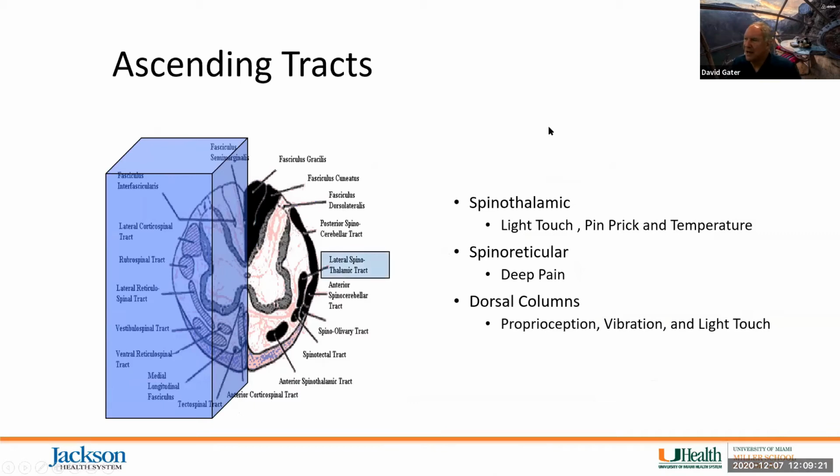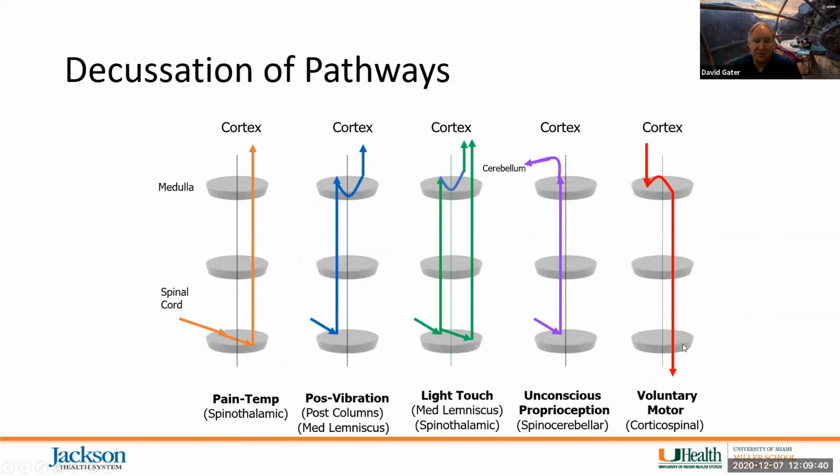So these ascending tracts, these afferent conducting pathways, include spinothalamic, which provides light touch, pinprick, and temperature, spinal reticular, which provides information about deep pain, and then the dorsal columns, which provide information about proprioception, vibration, and light touch. We recognize that there is decussation of these pathways as afferent information comes in, it crosses at about 2 levels above where it enters, and then passes up on the contralateral side to the somatosensory cortex.